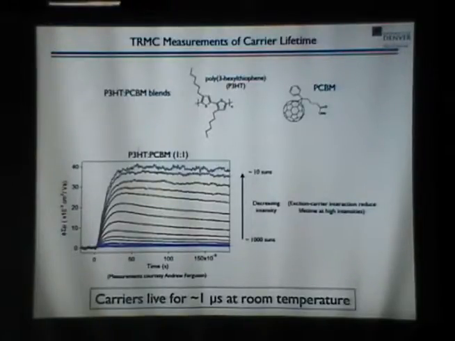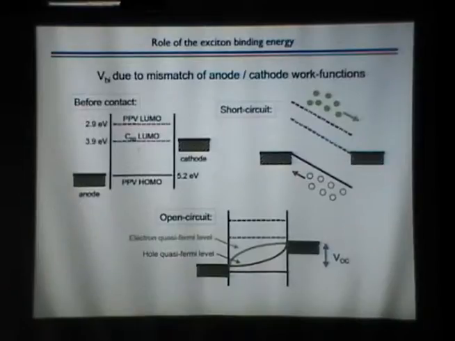But we can get a lifetime out of this curve, particularly at low suns. It's easy to do, and we do measure lifetimes of about 1 microsecond at room temperature, depending on the materials. Okay, so that's how we can see how the carriers live.